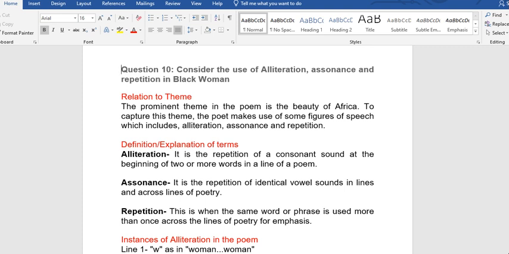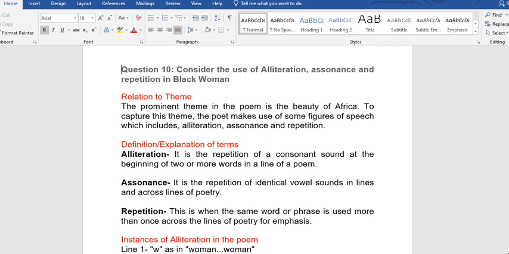The question says, consider the use of alliteration, assonance, and repetition in Black Woman. The first thing to do, as usual, is that we relate the question to the theme of the poem. As I always say, any question asked should be related to the theme. The prominent theme in the poem is the beauty of Africa. To capture this theme, the poet makes use of some figures of speech, which include alliteration, assonance, and repetition.